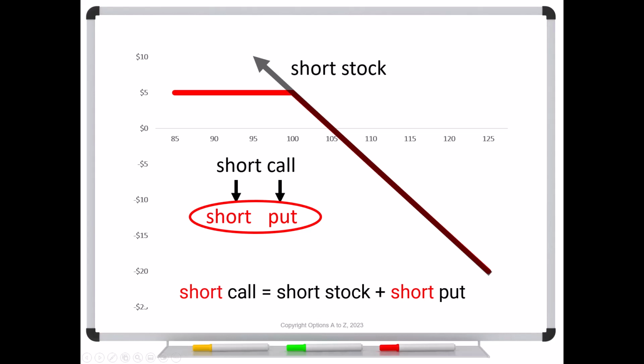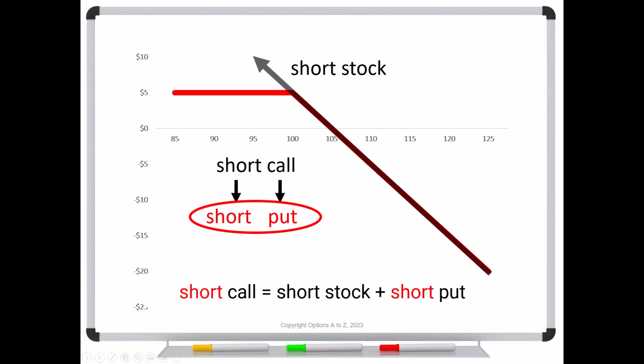Again, notice that the thing that we're trying to figure out is short. So part of the answer must also be a short option. They carry the same sign, but we just can't use the same type of option. That's what we're trying to figure out. What is it synthetically equivalent to? So we know that a short call plus short stock equals a short put.